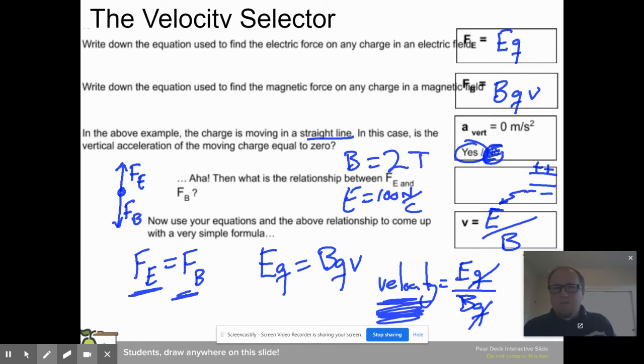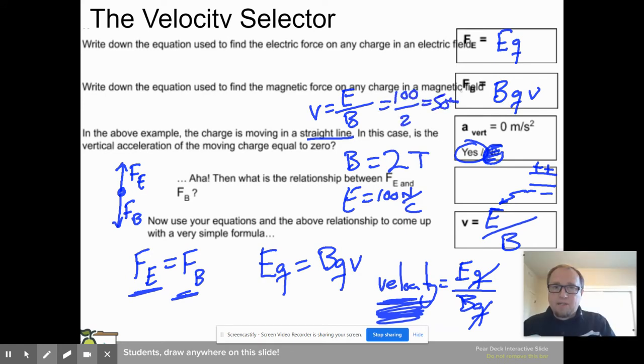Well, if I do E over B, so I shoot a whole bunch of charges between these things, the only ones that will go in a straight line are the ones that are at 50 meters per second. So anything that comes straight out of that, let's say I had a little spot for them to come out, I know its exact velocity. Pretty powerful, because now you know its velocity. You don't know its masses, you don't know its charges, but you know exactly how fast it's going.